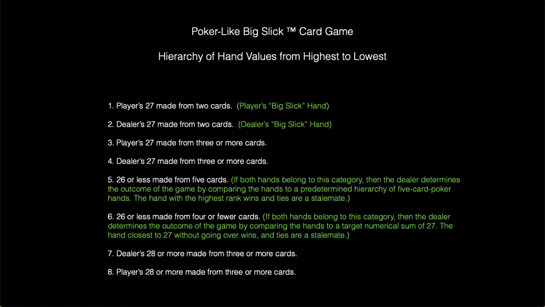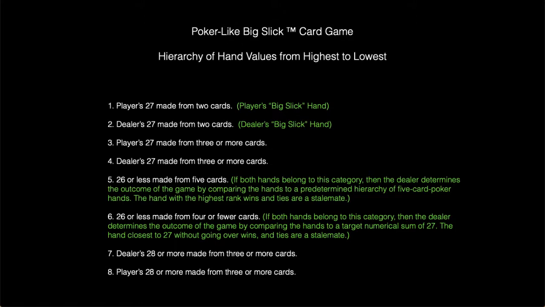So now, if both the player and the dealer have a qualifying 5-card poker hand, then the dealer determines the outcome of the game by comparing the hands to a predetermined hierarchy of 5-card poker hands. The hand with the highest rank wins, and ties are a stalemate. So this is the element of the game that's poker-like. You're actually making a comparison. There's pattern recognition going on there.